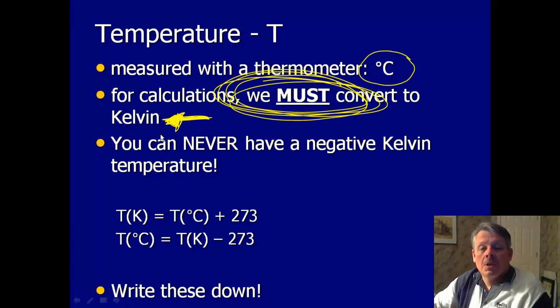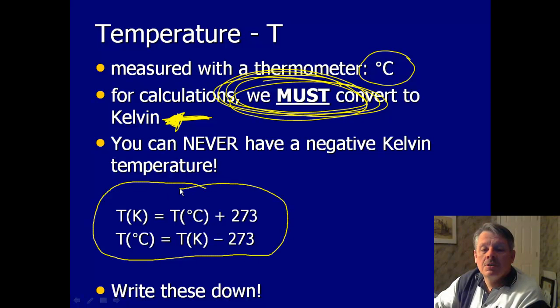So you can never have a negative Kelvin temperature because Kelvin is based on absolute zero. So how do I convert between Kelvin and Celsius? That's how you do it. So you should write down those if you don't already know them. Your Celsius temperature plus 273 is going to give you Kelvin, and your Kelvin temperature minus 273 is going to give you Celsius. Right? So make sure you know that. You have to memorize that. Make sure you know that.